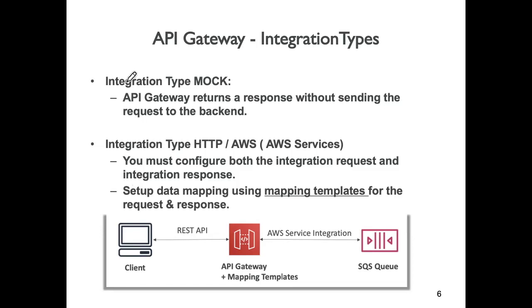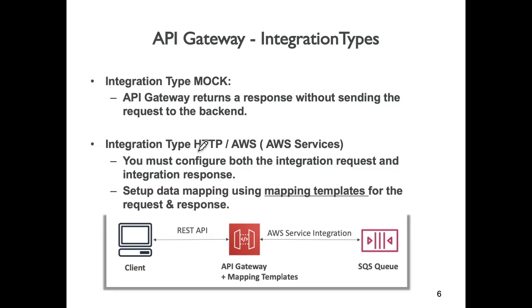Now, kind of a default one is what's called the mock integration type. With the mock integration type, your API Gateway doesn't really pass a request on to any backend. It just generates a kind of default response itself, and that default response is sent back to your client. So you might use the mock integration type if you were just doing some basic testing of your API Gateway. That's not too interesting, and we won't be using it.